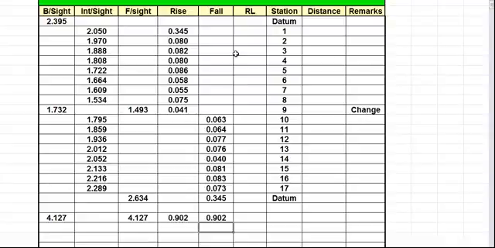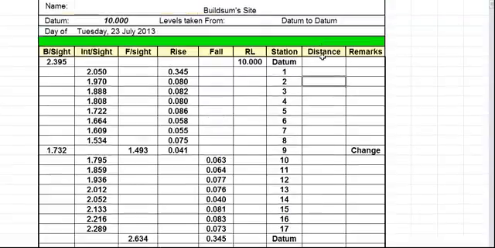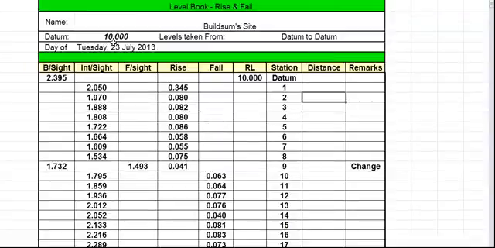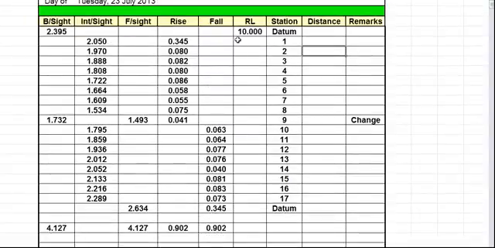So now we're actually going to work out what the actual height is. So we knew what the RL was, 10 meters at the start. Well, the datum was 10 meters. We had that written on our sheet, and it was also on the site. So now what we have to do, anything in the rise column gets added, everything in the fall column gets taken away. So 10 plus 345 is obviously going to be 10.345. So that's the RL of our station 1.